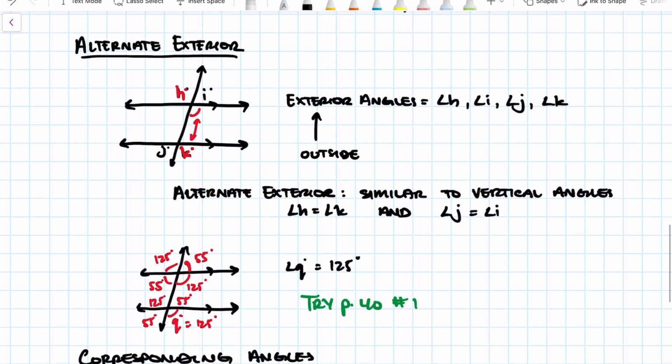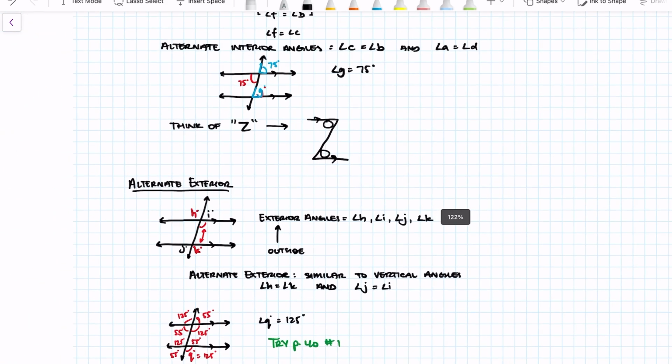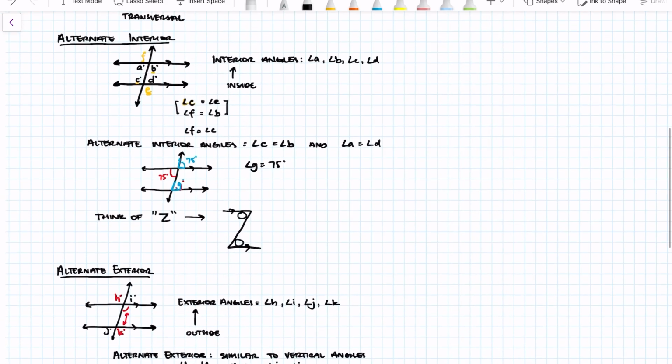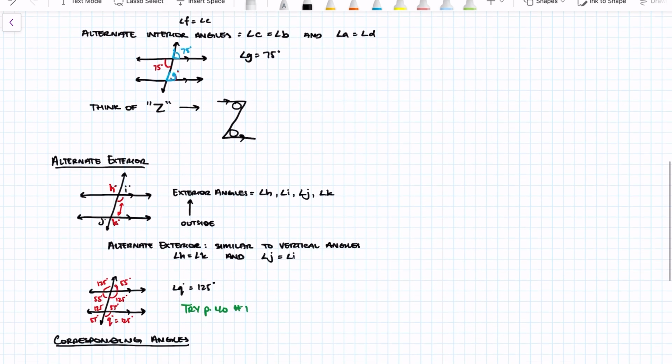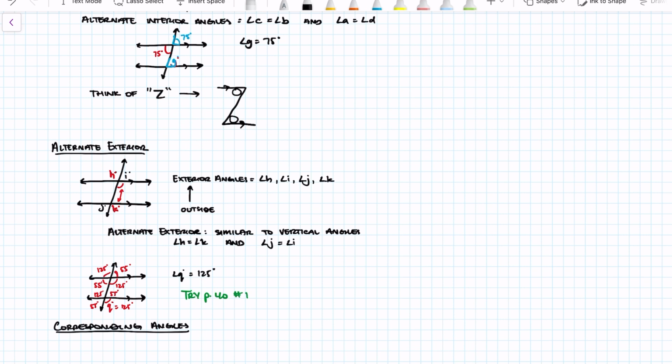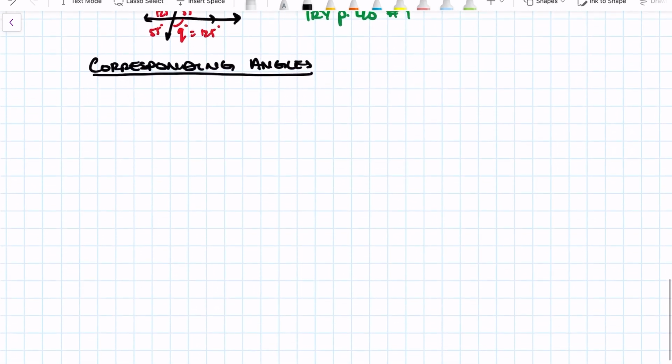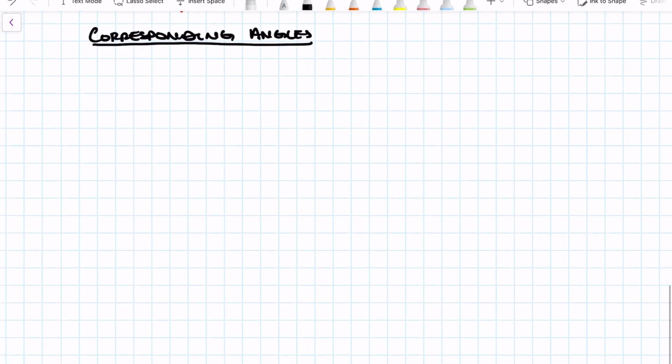So in the last notes, we looked at alternate interior and alternate exterior. We saw how the interior angles and the exterior angles depended on where they were on the parallel lines. Now, what we are going to take a look at today is another set of angles that are equivalent to each other. So corresponding angles are, let's start with that word. In this case, we are talking about identical angles.